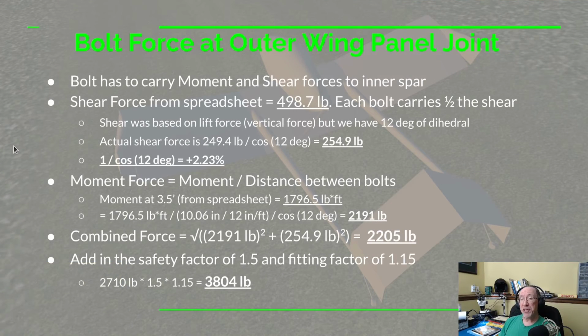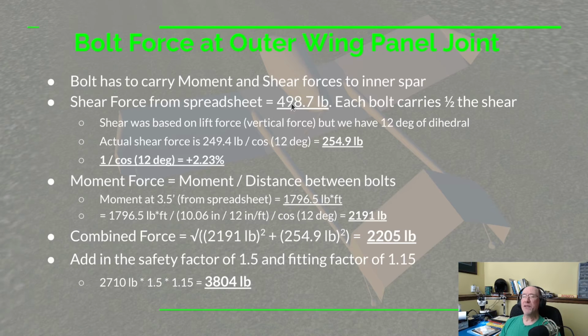Since we have the shear and moment at that bolt where the outer wing panel joins with the inner wing panel, we can now start designing. Now those bolts there at that joint have to carry the moment and the shear from the outer wing panel into the inner wing panel. Now we were just looking at the shear.